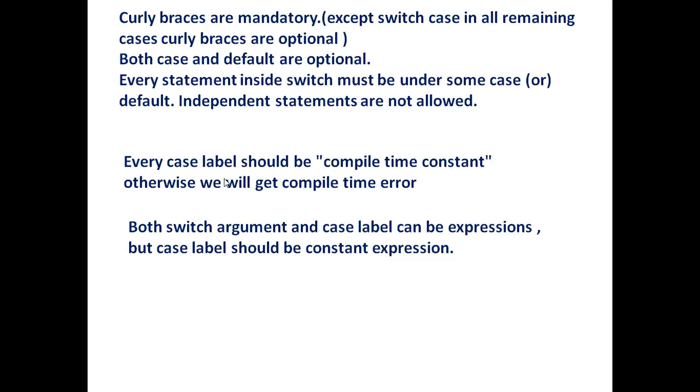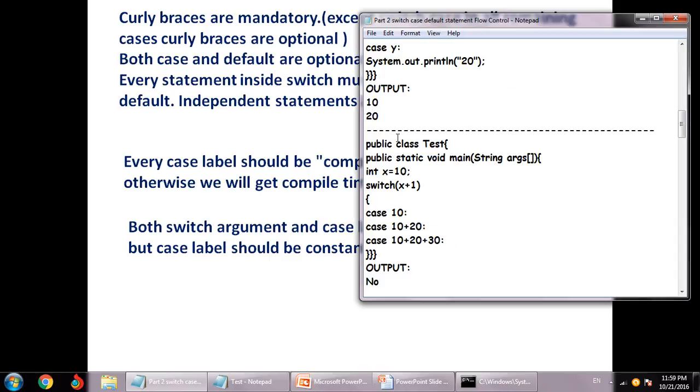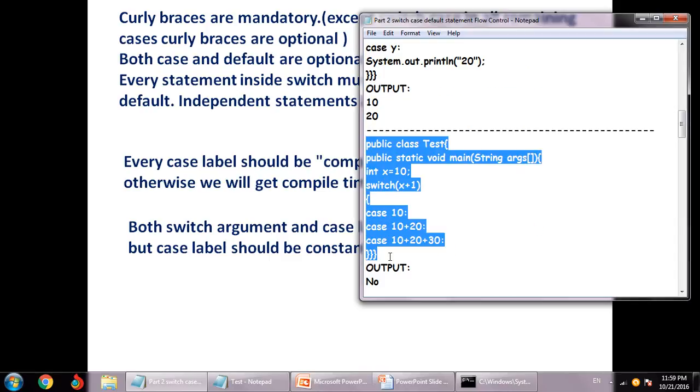To add to this point, the switch argument can be an expression as well. We have switch x, so x is the expression, but we cannot have case x because it's not a compile time constant. To make it constant, we can use the final keyword and then use the variable y. Actually it's not a variable anymore if you use the final keyword. So let me quickly go to the program and show you how things are working.